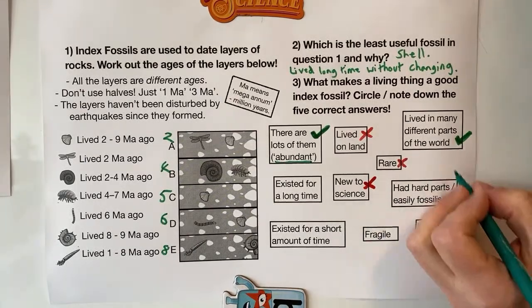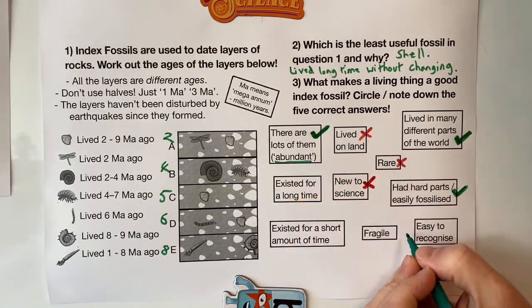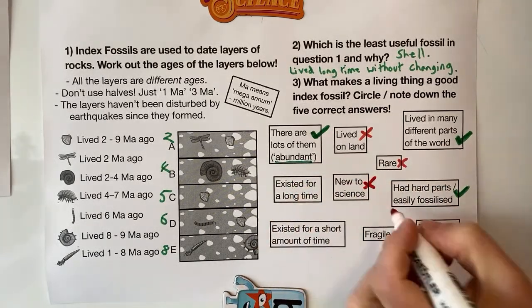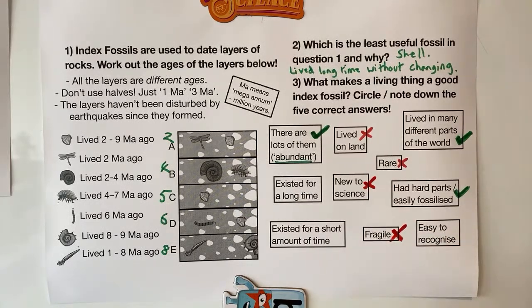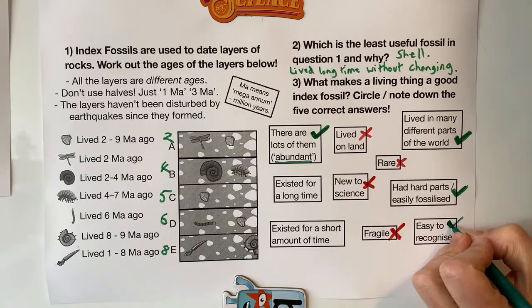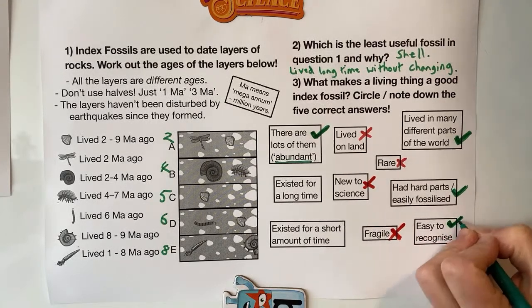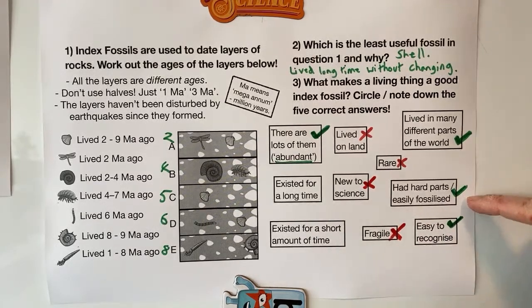Hard parts, easily fossilised. Yeah, that's good. That kind of comes back to them being abundant. For the same reason you wouldn't want them to be fragile, because then they'd easily break up and you wouldn't be able to find them. For the same reason again, you want them to be easy to recognise. If you want to date rocks with fossils, you just want there to be loads of them and for you to easily tell what they are and for the creature to have been fossilised in the first place.